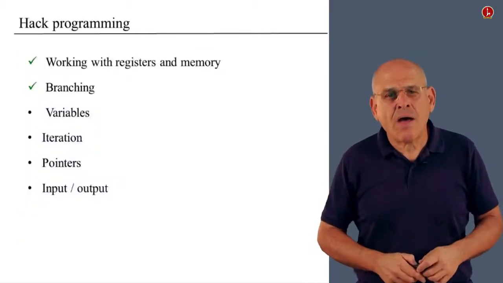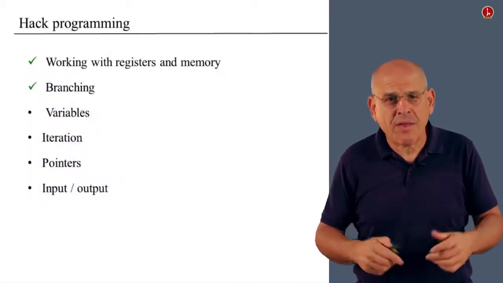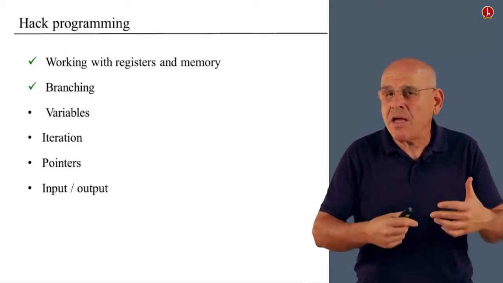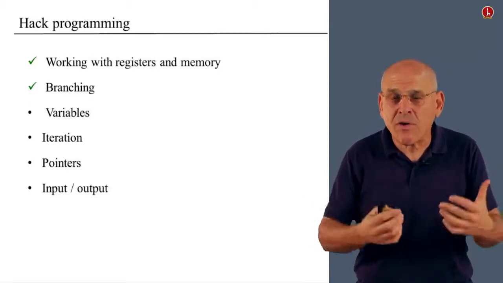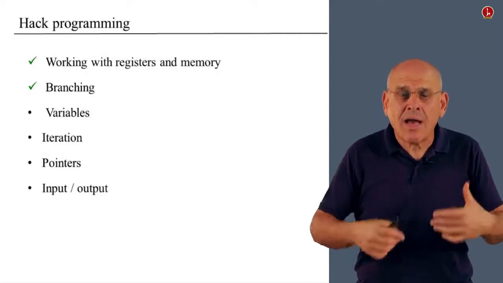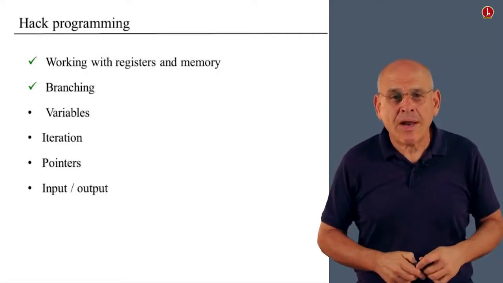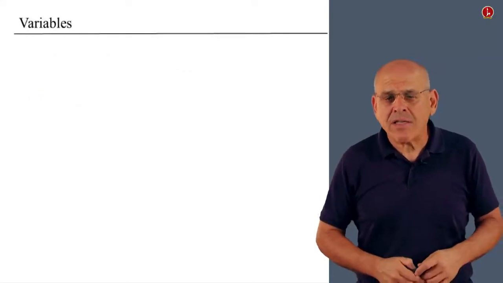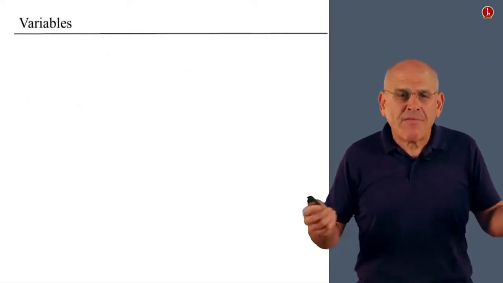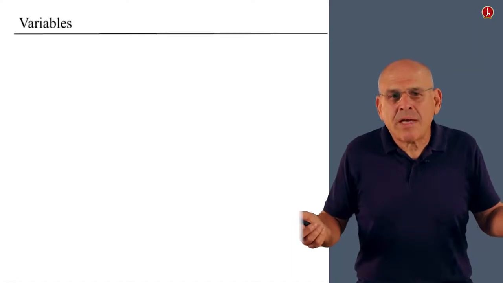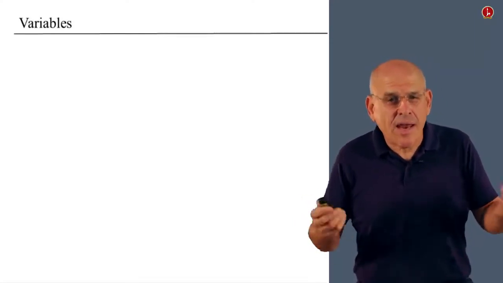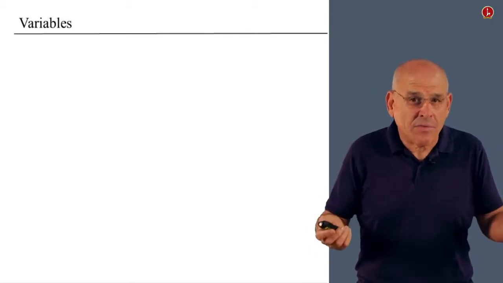Okay, so having dealt with branching, and obviously it's something that we'll return to because you cannot write any non-trivial program without branching, let's move on and talk about another abstraction called variables. All right, so what is a variable? A variable is an abstraction of a container that has a name and a value.